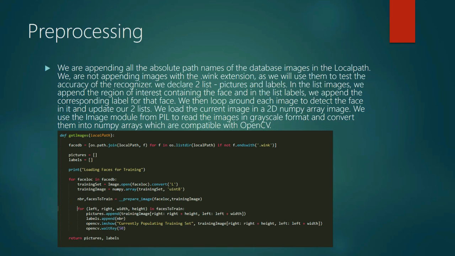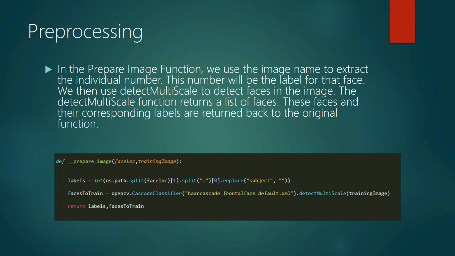We load the current image in a 2D NumPy array image. We use the Image module from Pillow to read the images in grayscale format and convert them into NumPy arrays, which are compatible with OpenCV. In the prepareImage function, we use the image name to extract the individual number. This number will be a label for that face. We then use the detectMultiScale function to detect faces in the image. The detectMultiScale function returns a list of faces. These faces and their corresponding labels are returned back to the original function.